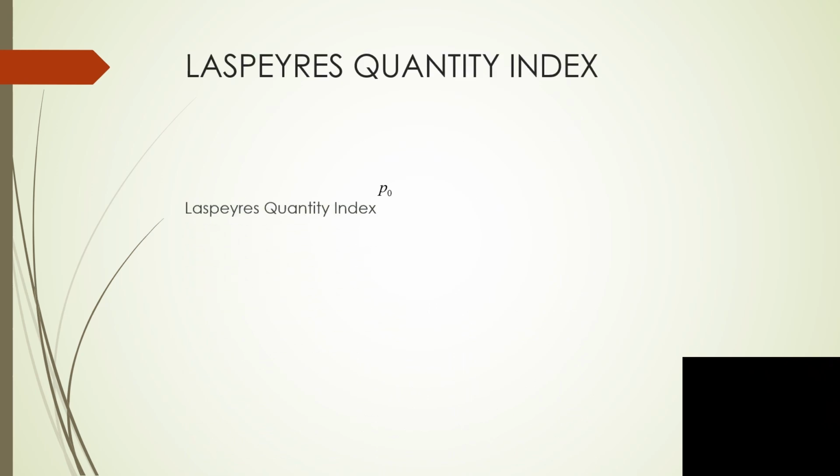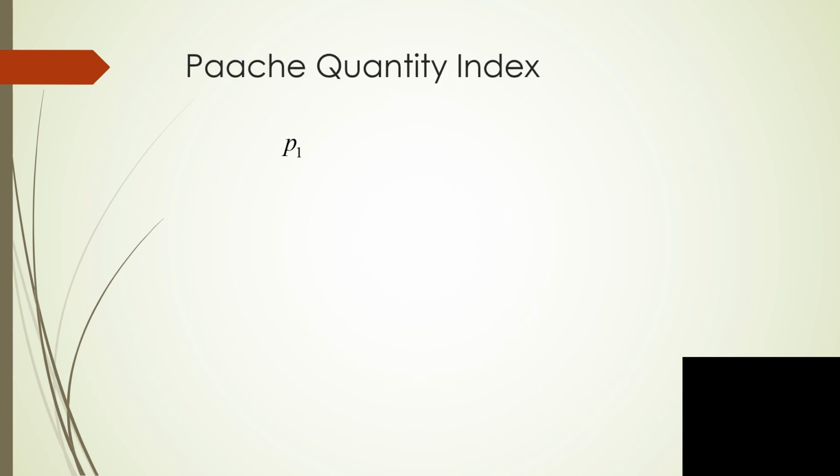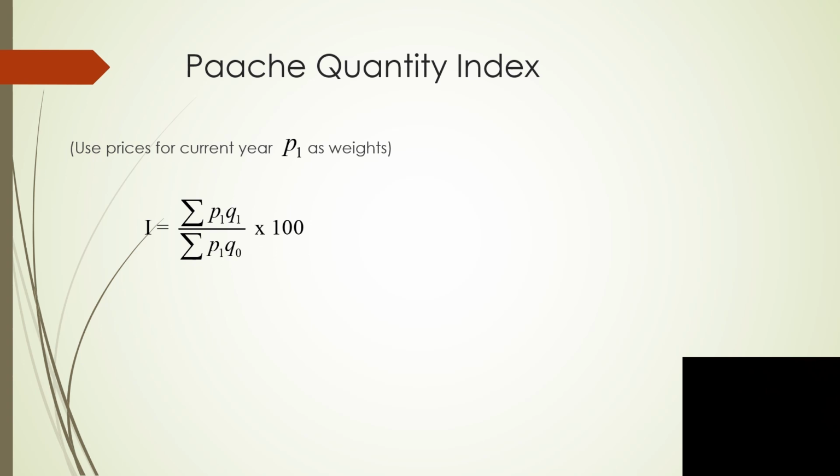Laspeyres quantity index. Laspeyres quantity index uses prices for base year P0 as weight. I equals summation P0 Q1 over summation P0 Q0 times 100. Paasche quantity index uses prices for current year P1 as weights. I equals summation P1 Q1 over summation P1 Q0 times 100.